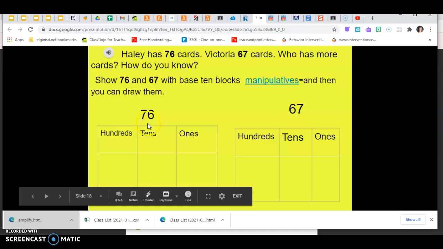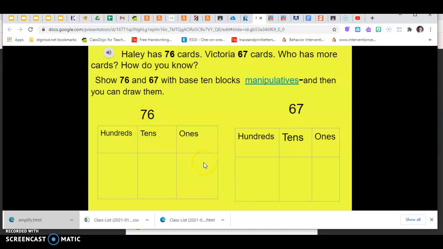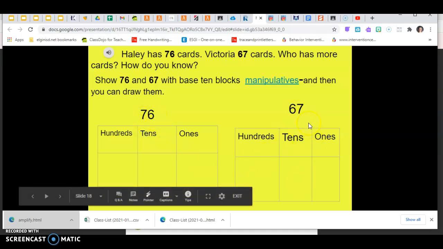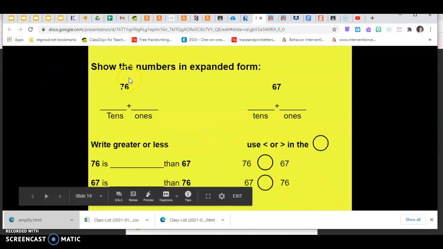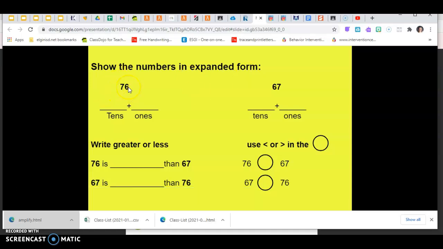Okay, so then after you make them, you're going to draw it in the place value chart. So you'll draw 7 10s and 6 1s, 6 10s and 7 1s. And then on the next page, you'll show the numbers in expanded form. So 7 10s. How much is 7 10s? 10, 20, 30, 40, 50, 60, 70. And then 6 1s. Good. 6 10s, 10, 20, 30, 40, 50, 60. Plus, how many ones? 7.